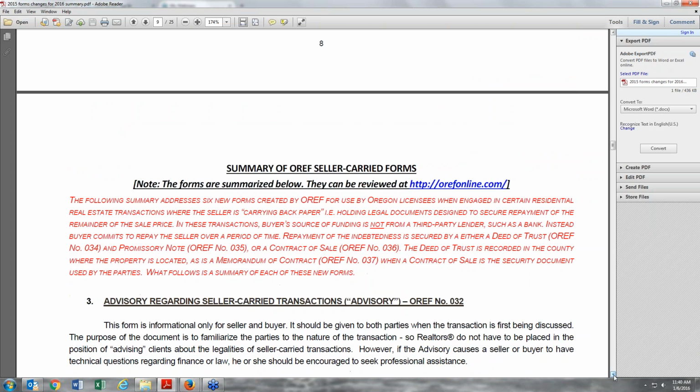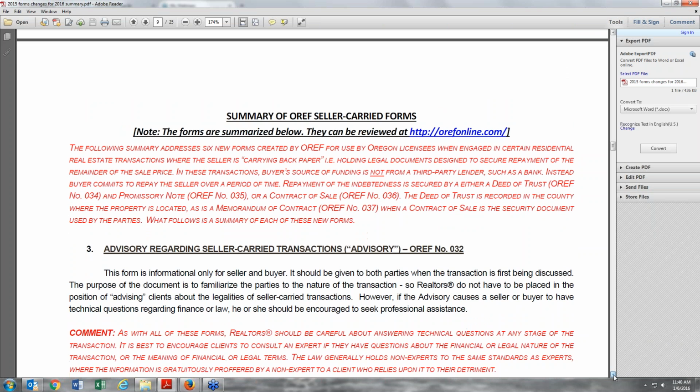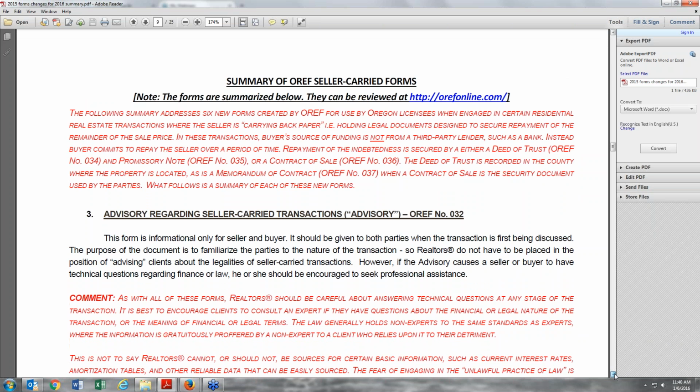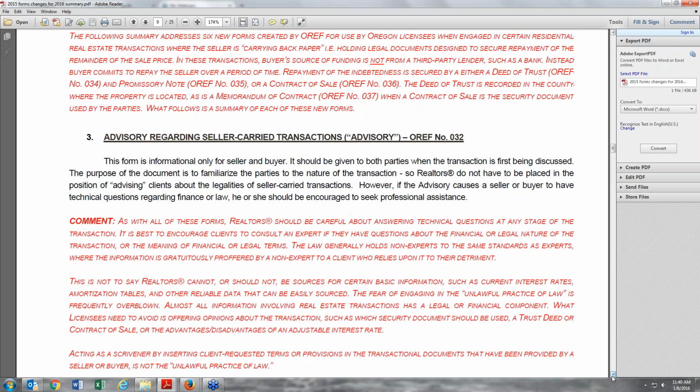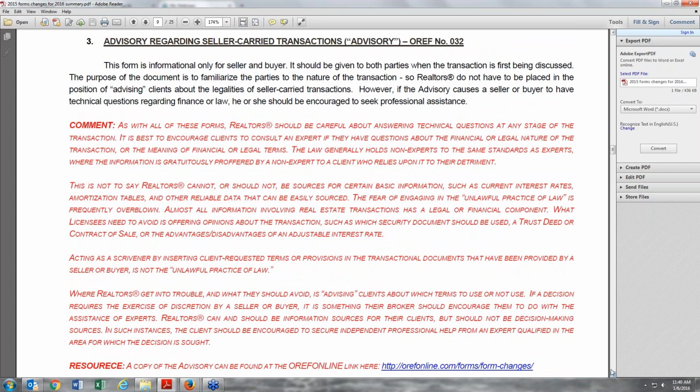Like I said before, we've created a new suite of forms, and they are referenced in the sale agreement itself. And the first form, of course, is an advisory itself. It's just informational, and it's provided for the parties to understand what the nature of the transaction is about. And it also makes it clear that the realtors should not be an informational source for providing answers to technical questions and so on.